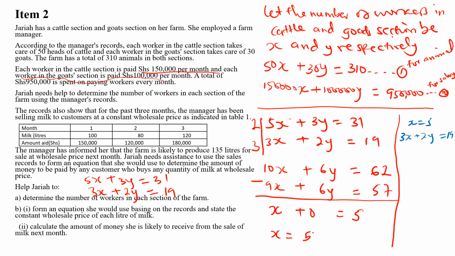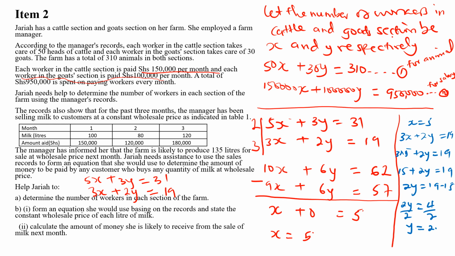So come and say 3 times 5 plus 2y is equal to 19. And 3 times 5, the answer is 15. So we shall come here and we say 15 plus 2y is equal to 19. So we shall remain with 2y is equal to 19 minus 15. We shall have 2y as 4. I divide by 2, I divide by 2, so I get my value of y as 2.